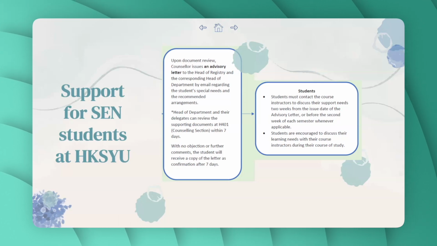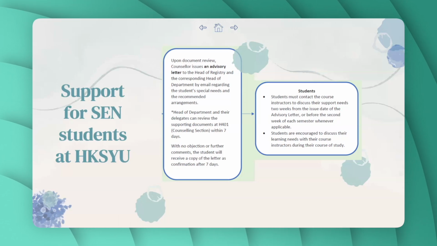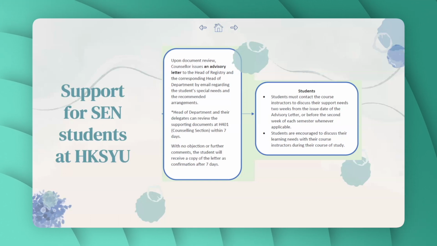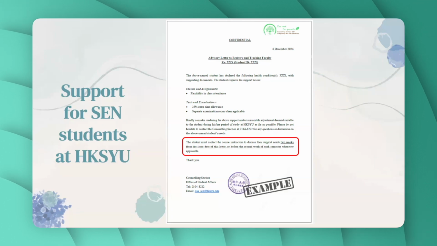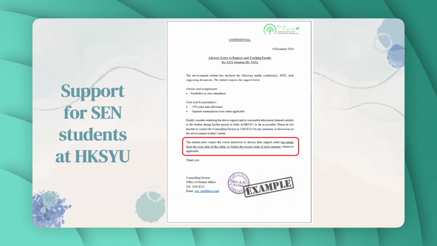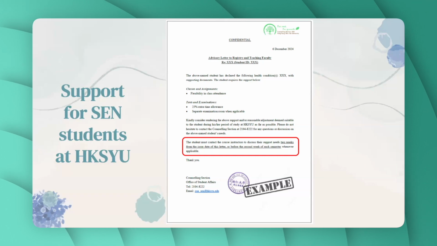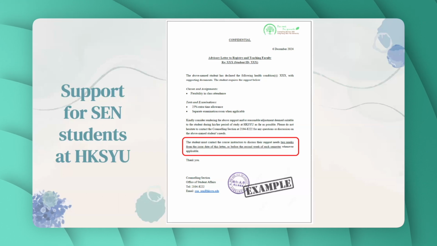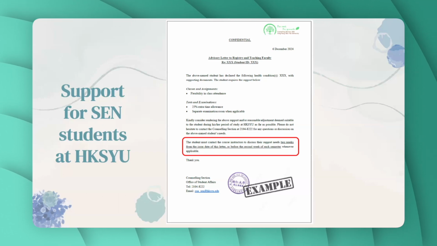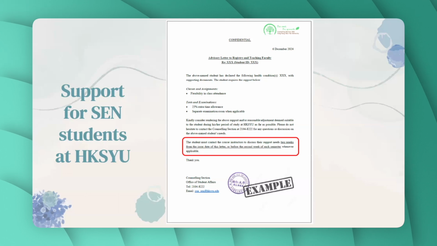If everything is fine, approved, no more adjustment, we will send the advisory letter to the students. What's next is the student's responsibility to discuss with their course instructor about their adjustment. We also put that in the letter. Here's a sample. Is it too small? Can you see it? Yes. We also put in the letter that when they receive it, they have to discuss with their course instructor within 2 weeks from the issue date of this letter, or before the second week of each semester, whichever is earlier. We do write that.